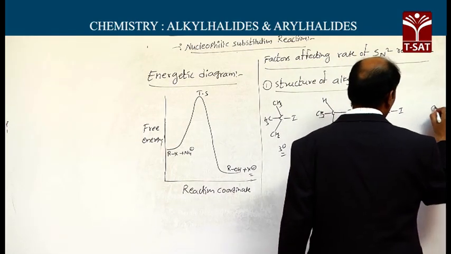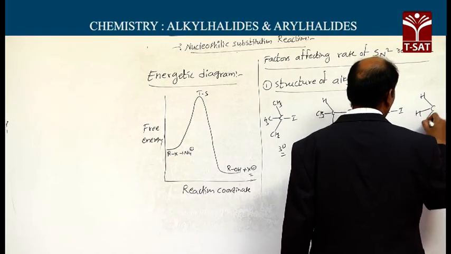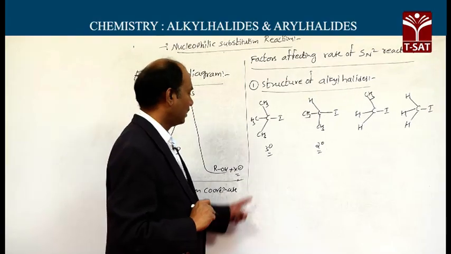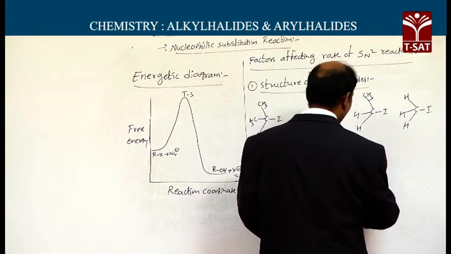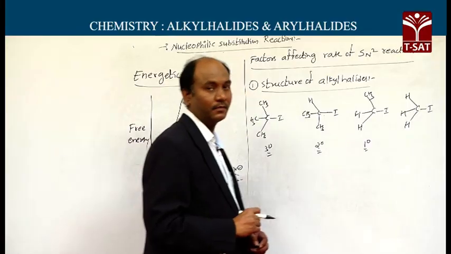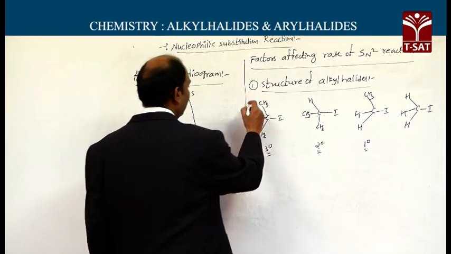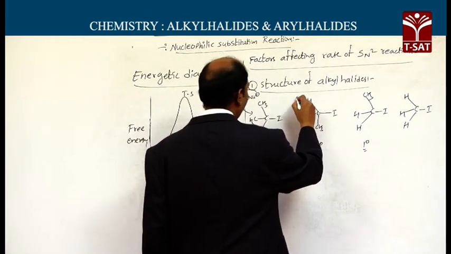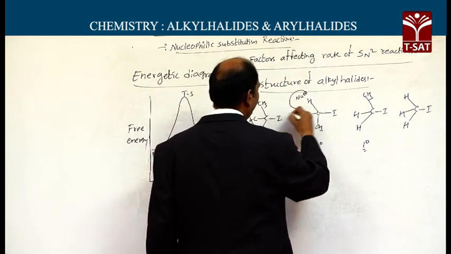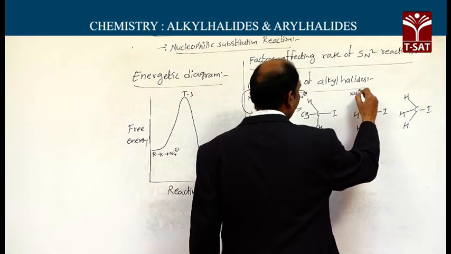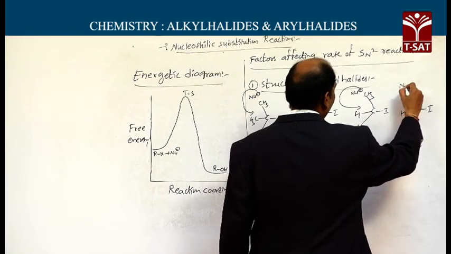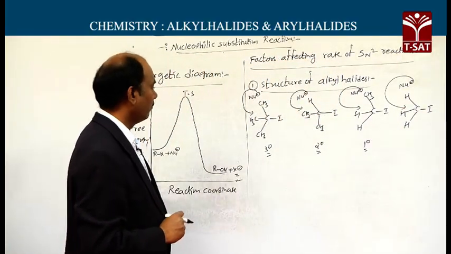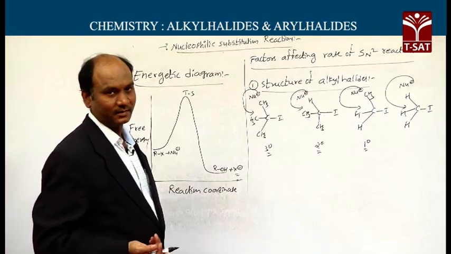Similarly, take methyl halide or methyl iodide. Here we have 4 compounds. This is tertiary, this is secondary, this is primary, and this is methyl iodide. Now, in each case the nucleophile is approaching from the back side of the leaving group. So, where does it attack easily?